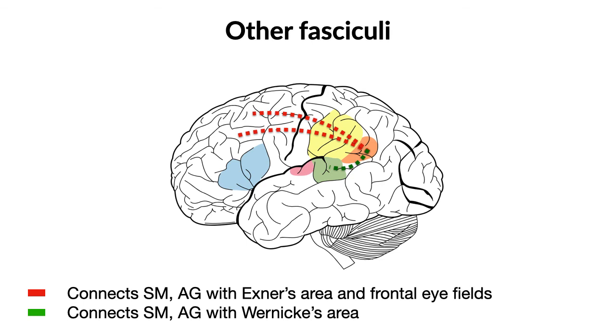So we have three sort of connections. We have what we looked at before. We have the Arcuate Fasciculus, which connects the Wernicke's area with Broca's area. So that's because you need a connection between what is asked of you and how you verbally respond. You also need a connection between Wernicke's area and the supramarginal and angular gyrus and the frontal eye fields and Exner's area, so you can respond in a written form to something that is verbally asked of you.